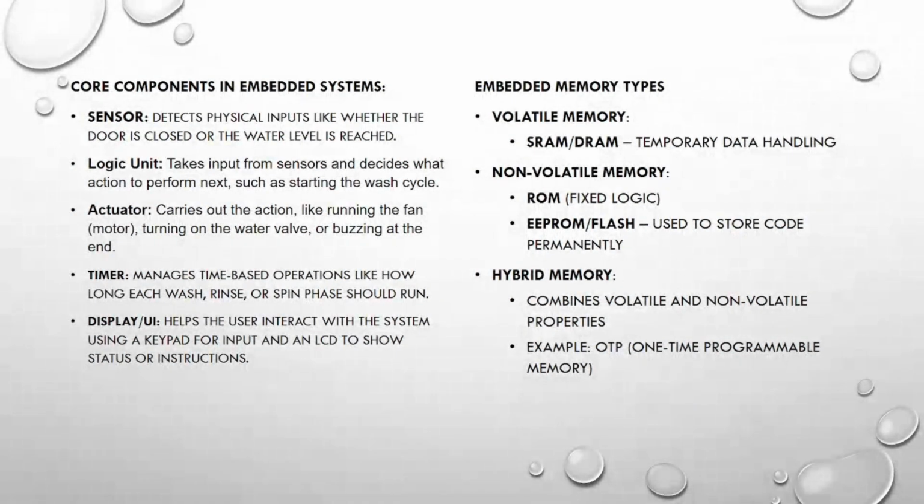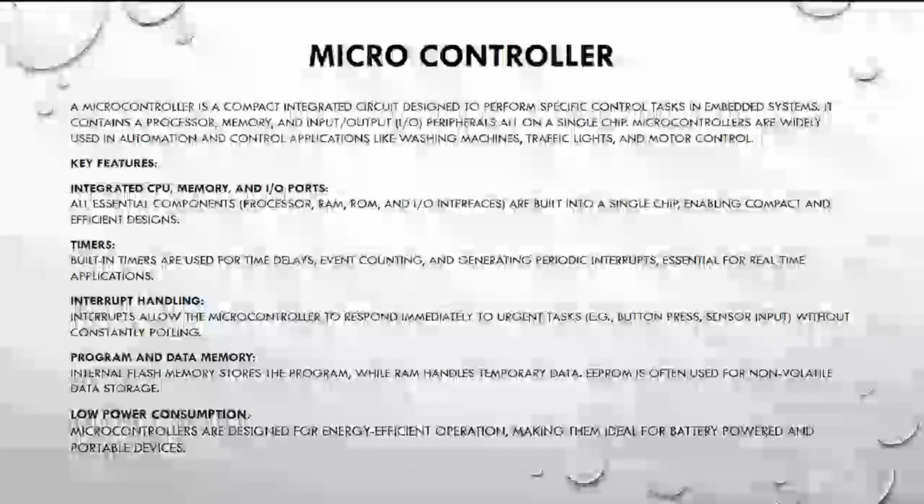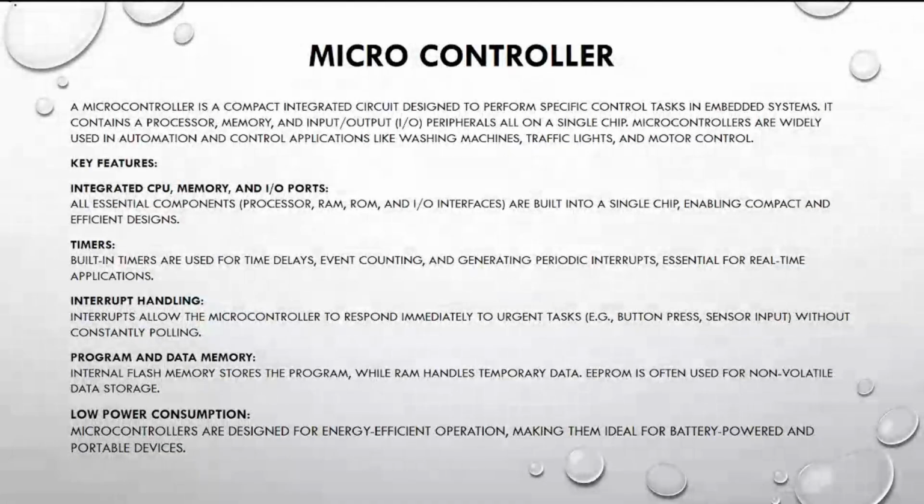Example, one-time programmable memory. And now coming to the microcontroller. A microcontroller is a compact integrated circuit designed to perform specific control tasks in embedded systems. It contains a processor, memory, and input or output peripherals all on a single chip. That's why it is also called a standalone device. Microcontrollers are widely used in automation and control applications like washing machines, traffic lights, and motorcycles.